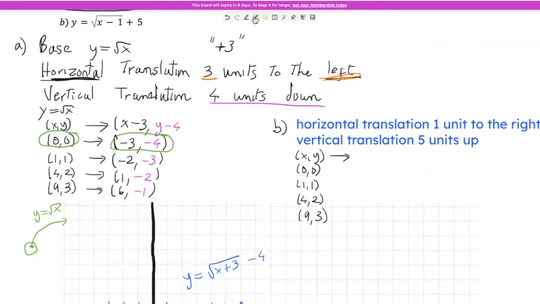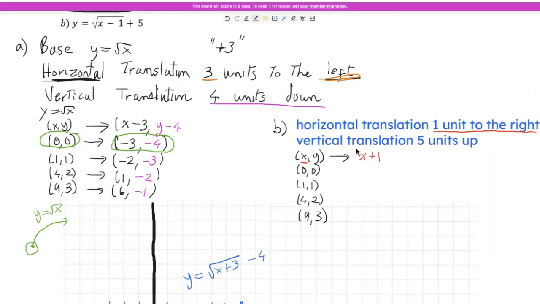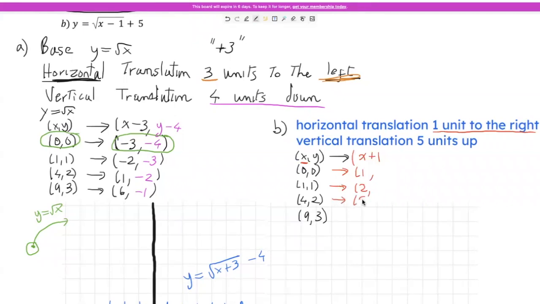Okay, so I take these. I want to move the x values 1 unit to the right. So I give you x. For you to move x 1 unit to the right, you do x plus 1. So I want to do that to all of these x's: 0 plus 1, 1 plus 1, 4 plus 1, 9 plus 1. There we go.